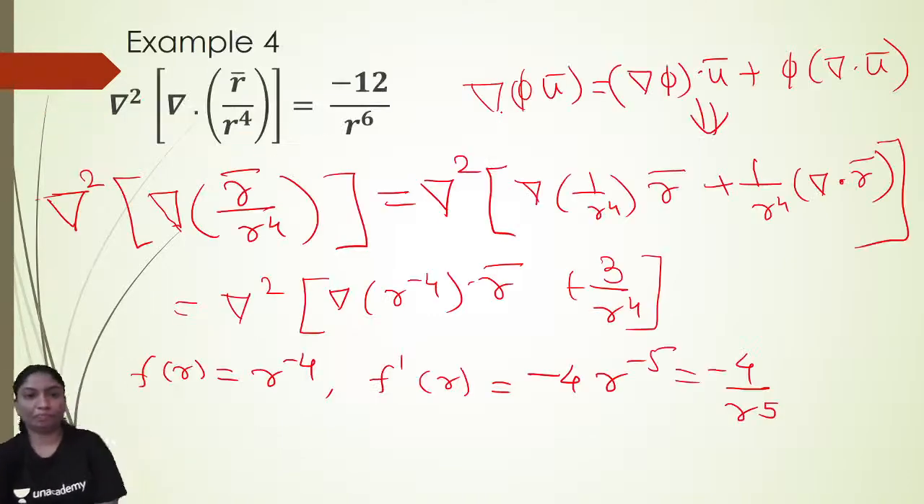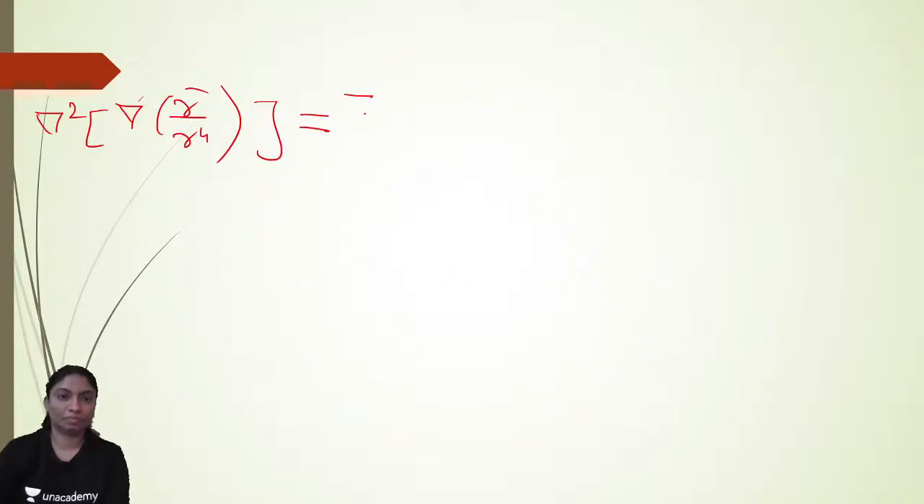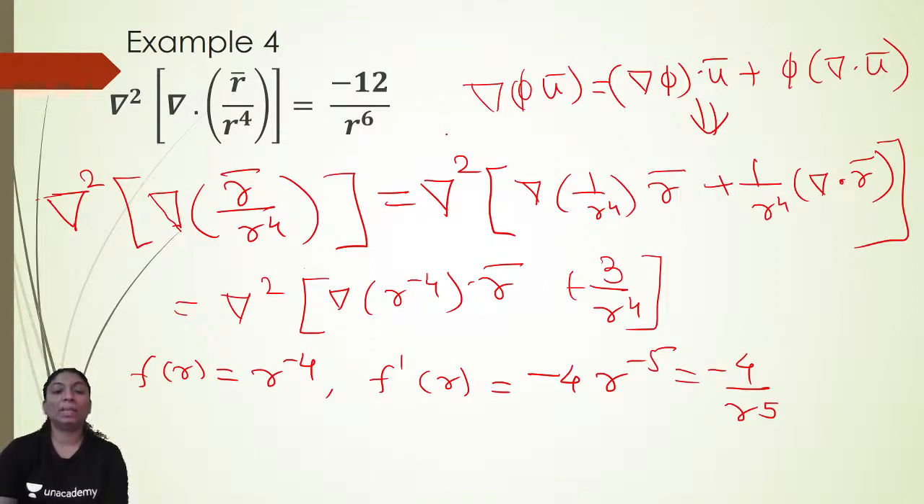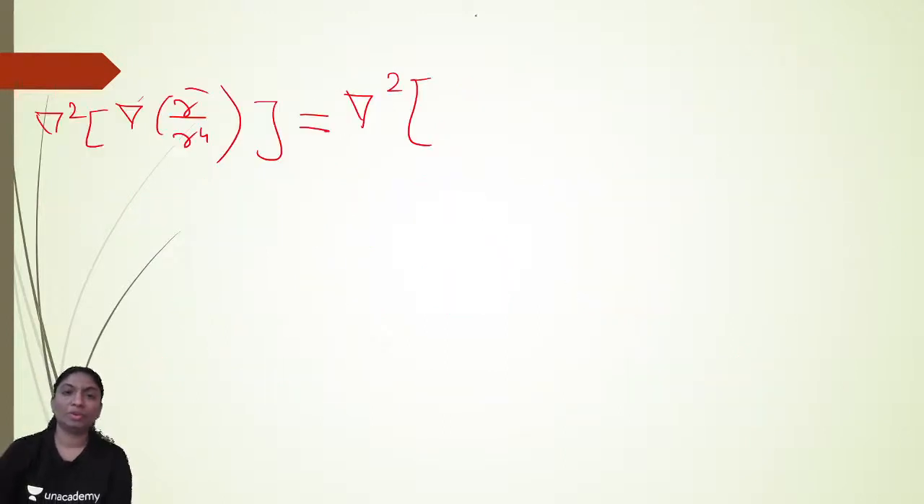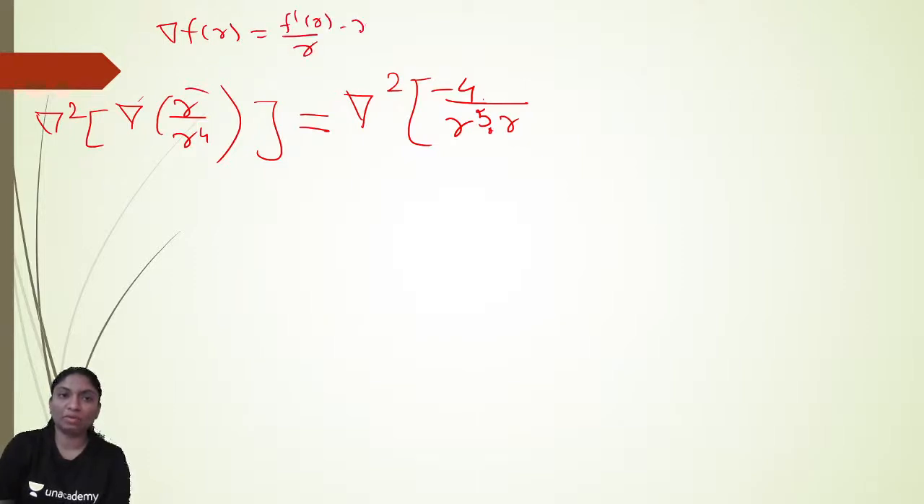People directly prove it here. See, del square of del of r bar upon r raised to 4 is equal to this. Now del of r raised to -4, what is it? f dash of r upon r. So what is f dash of r? -4 upon r raised to 5, into r, right? 1 upon r again. Del of f of r is f dash of r upon r into r bar, right?